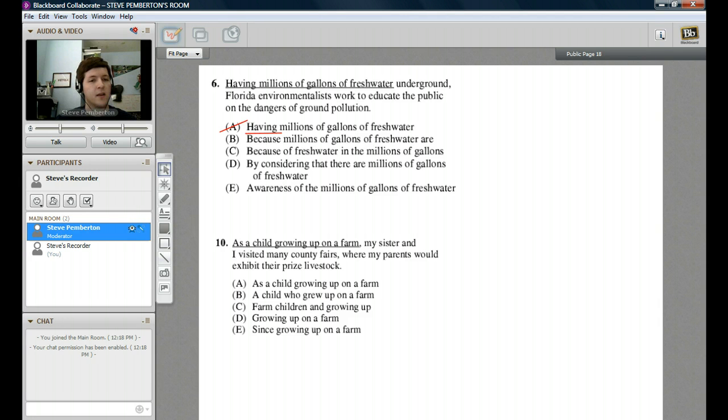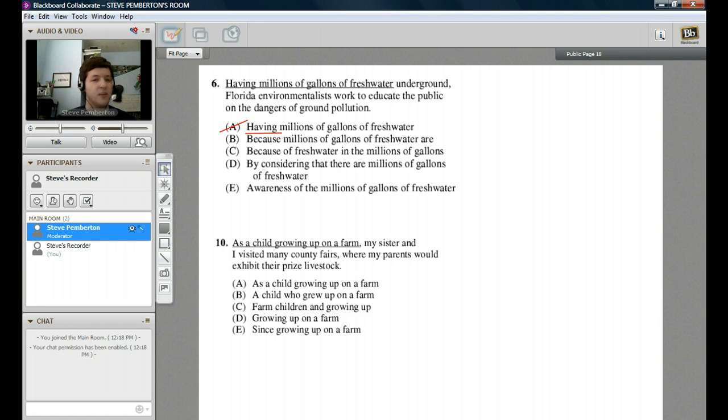B, because millions of gallons of fresh water are underground, Florida environmentalists work to educate. Since it says the word because now, it's no longer a modifying phrase. And we know that we're going to expect action from someone else. So Florida environmentalists work to educate because there's millions of gallons of fresh water underground. That makes a little more sense.